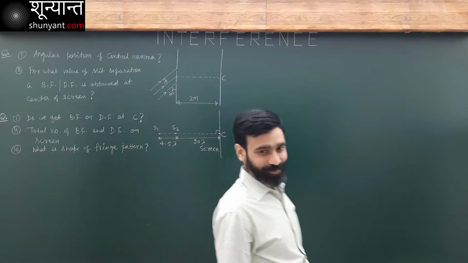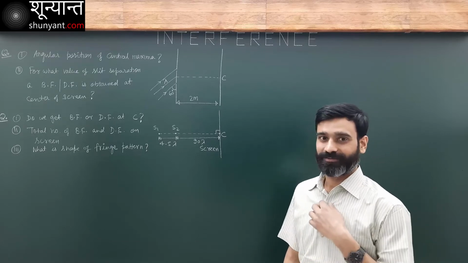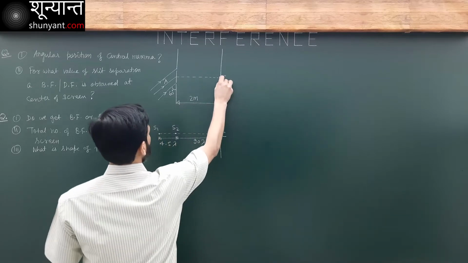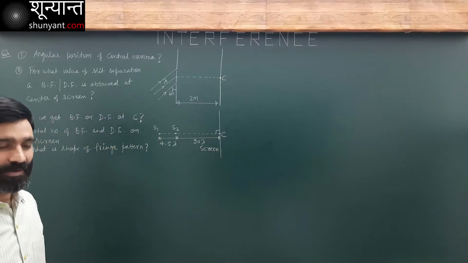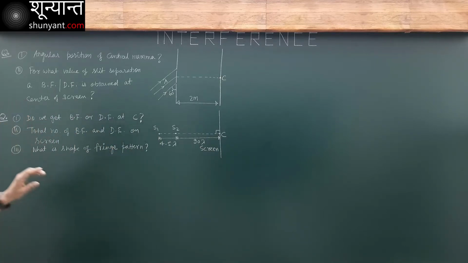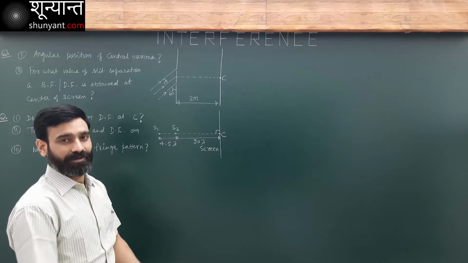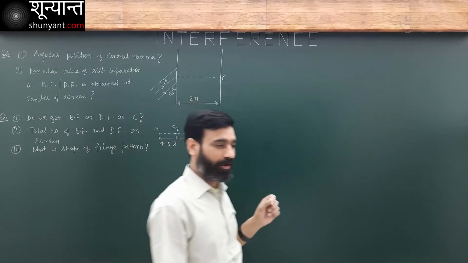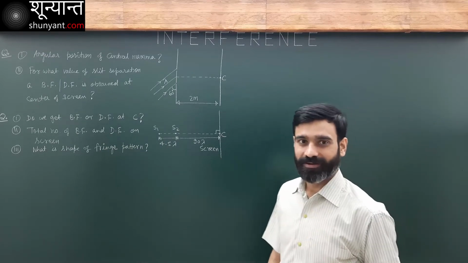Now, can you figure out on your own what the effect is going to be on the interference here at point C? Is the path difference at point C going to change or remain the same? For example, the first question itself is the angular position of central maximum. Do you think we will get central maxima at point C or somewhere else? And if somewhere else, then where?